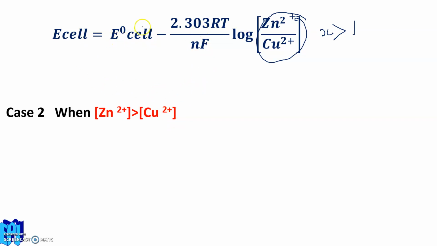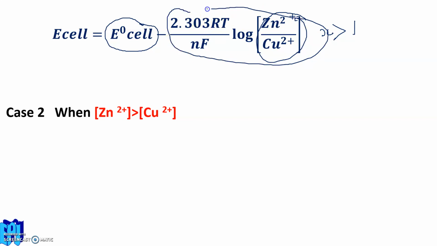Which means the value of this term gets increased, and that value gets subtracted from the E0 value, which means the E cell value decreases with increase in temperature in this situation.